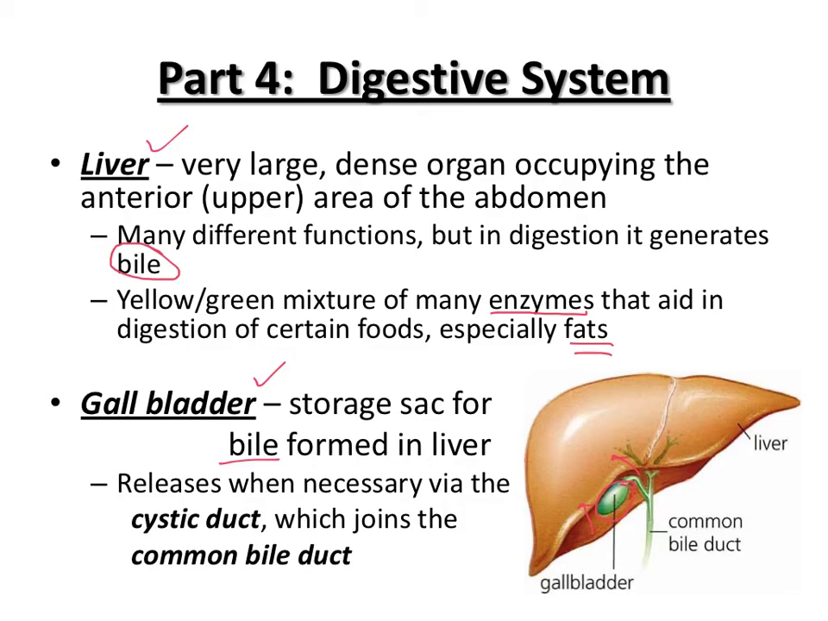So as it makes bile, it will store it in the gallbladder, and then when you eat, that will trigger release by the gallbladder, and it will send bile into your intestines. This moves by the cystic duct and then also the common bile duct. So if you notice on the last slide, the pancreas and the gallbladder both secrete things through the same duct called the common bile duct, and then that'll go into the small intestine.